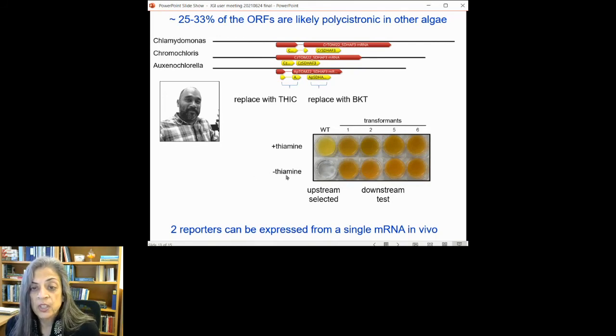And as you can see here, he selected for the upstream open reading frame. That is, he selected for growth in the absence of thiamine, as shown here. And then he tested, we're showing you 4 random transformants here. And you can see he tested the 4 random transformants for expression of beta ketolase, which allows the precursor carotenoid to be converted to astaxanthin. So the cells show up red here. So this confirmed that, in fact, we can use this system for manipulating genes in vivo.